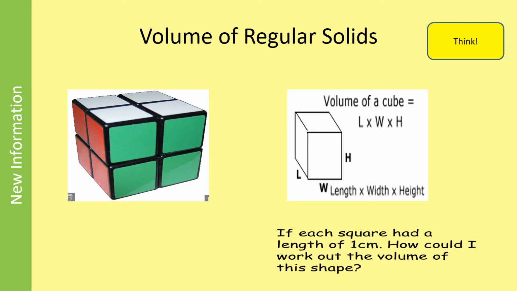With regular solid objects, finding the volume is quite easy. You just have to multiply all 3 dimensions together. So if you have a look at this picture, you have to multiply the length by the width times the height. So in this case, it would be 2 times 2 times 2. So that would make it 8 centimetres cubed.